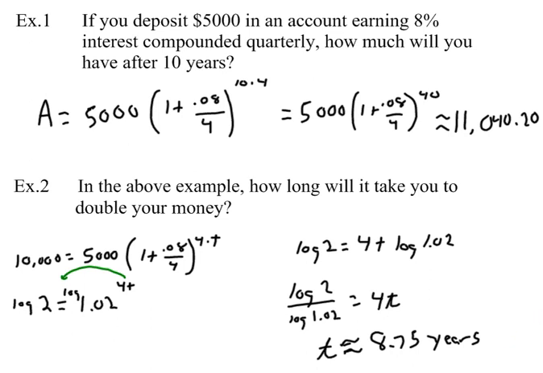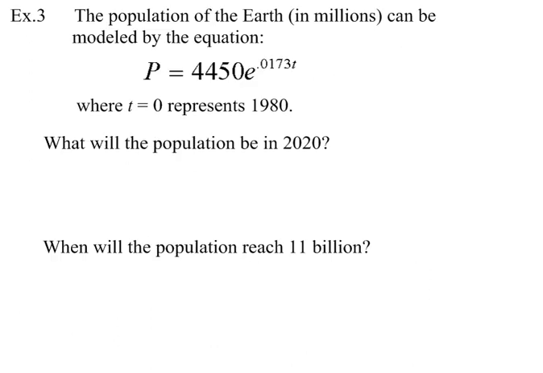Okay, let's take a look at another example. Forget money now, let's talk population. So I'm giving you this model here. The population of the Earth in millions can be modeled by this equation. So population equals 4,450 times e to the 0.0173 t power.